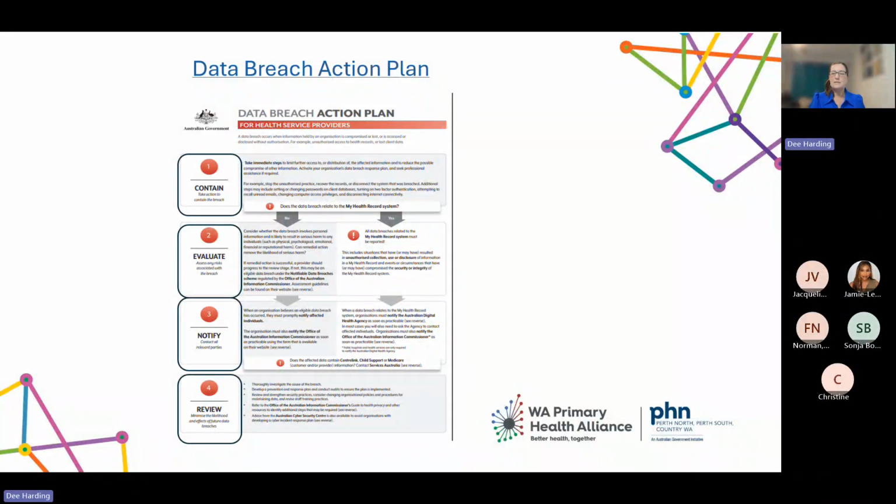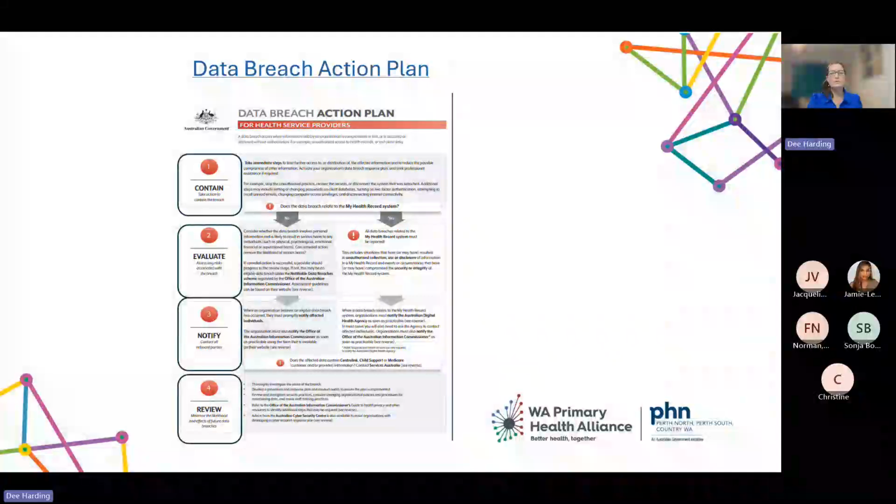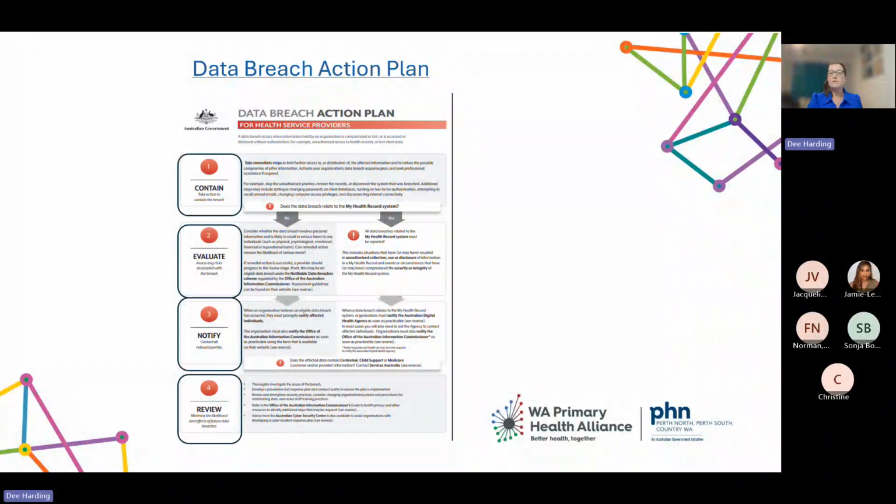Again, the OAIC, you're going to find that terminology threaded through a lot of My Health Record training. So when a data breach relates to the My Health Record system, you must notify the Australian Digital Health Agency as soon as practical. In most cases, you will also need to ask the agency to contact any affected individuals, and organisations must also notify the OAIC. Public hospitals and health services are only required to notify the Australian Digital Health Agency.